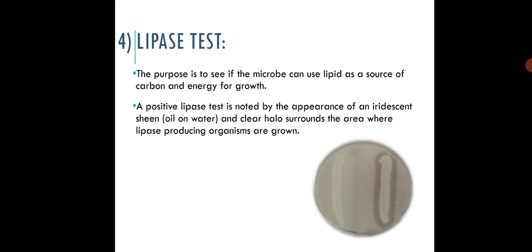Lipase test. The purpose is to see if the microbe can use lipid as a source of carbon and energy for growth. A positive lipase test is noted by the presence of an iridescent sheen, that is oil on water, and clear halo that surrounds the area where lipase producing organisms are grown.